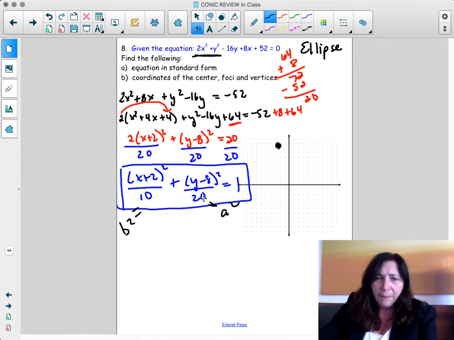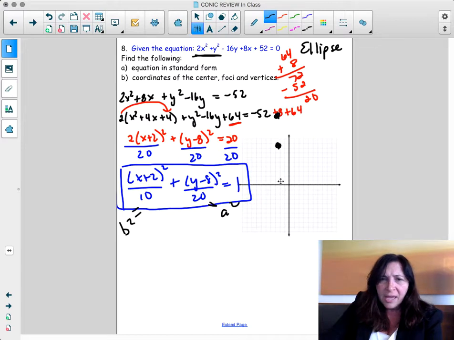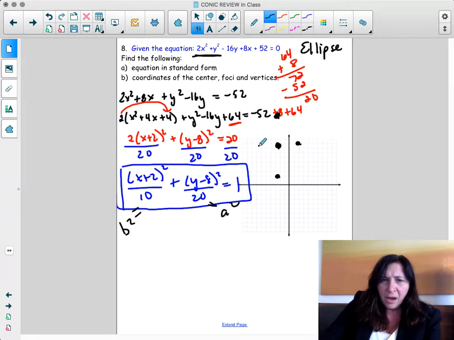So square root of 20 in the y direction. Square root of 20 is like 4 point something. So we'll say it's here, and the same as here. In the x direction, I'm going to go the square root of 10, which is 3 point something. And because it's an ellipse, I am going to connect the points like this.